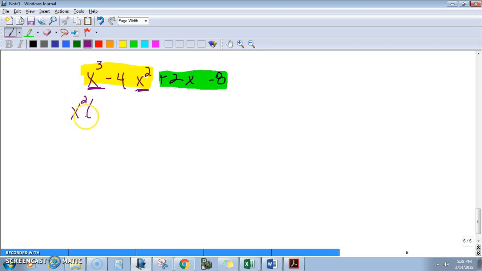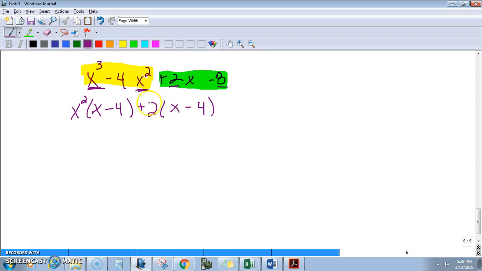What do I multiply x squared by to get x cubed? X, that's what's left over, so that if you did it backwards, x squared times x would give us x cubed, and then minus 4, and x squared times negative 4 would give us negative 4x squared. And then this one, I can factor a 2 out, they have 2 as a factor. So 2 times what will give me 2x? That's just x. Minus 2 times what will give me negative 8? That's going to be 4.